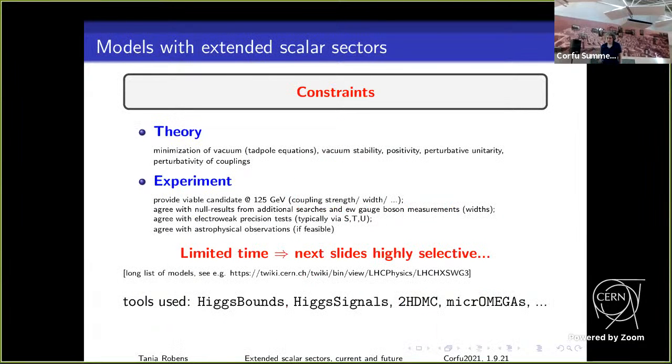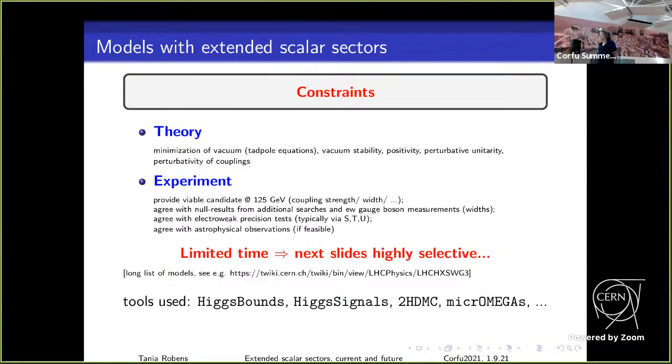Okay, now for the constraints, I mentioned this briefly. You can go into more detail. So from the theory side, you need to have a minimization of the vacuum. So the Z-pole equations have to be solved, vacuum stability, positivity, perturbative unitarity, and perturbativity of the couplings. And then again, from the experimental side, what you want is to have a viable candidate at 125 GeV.